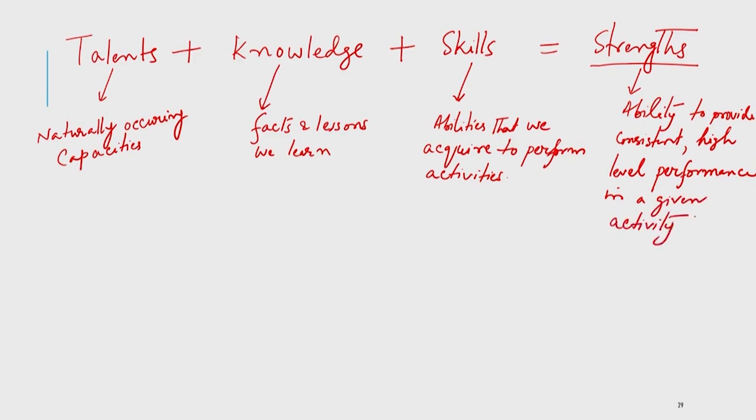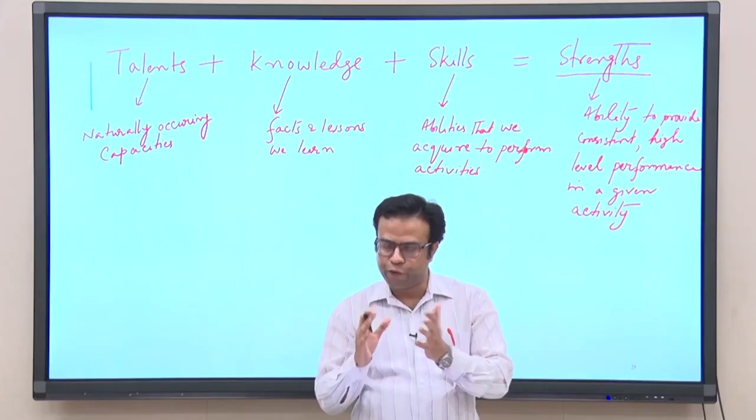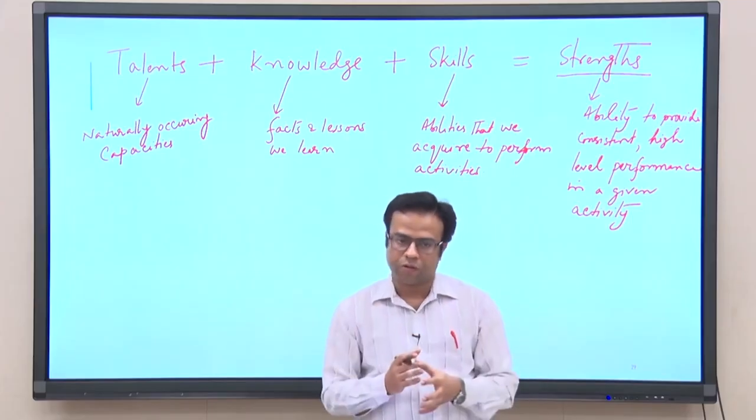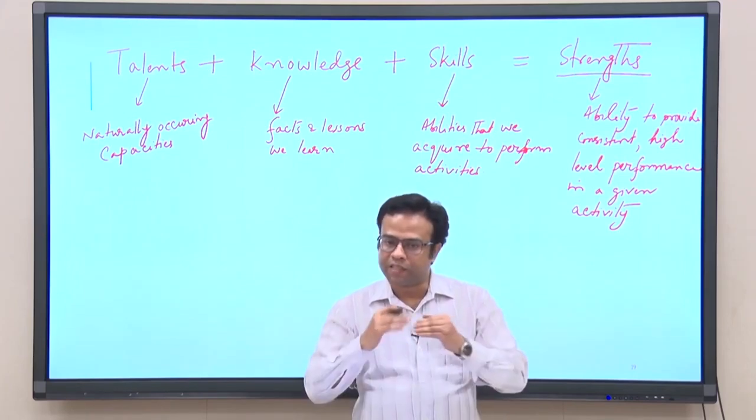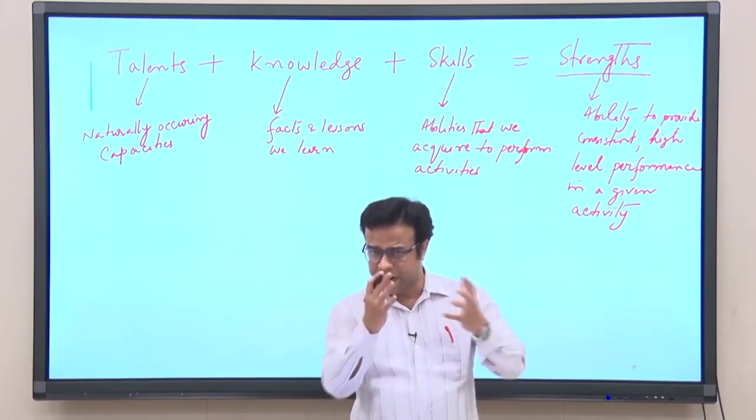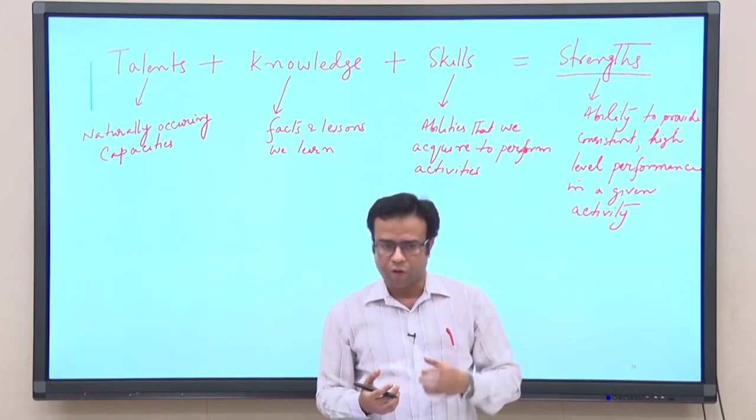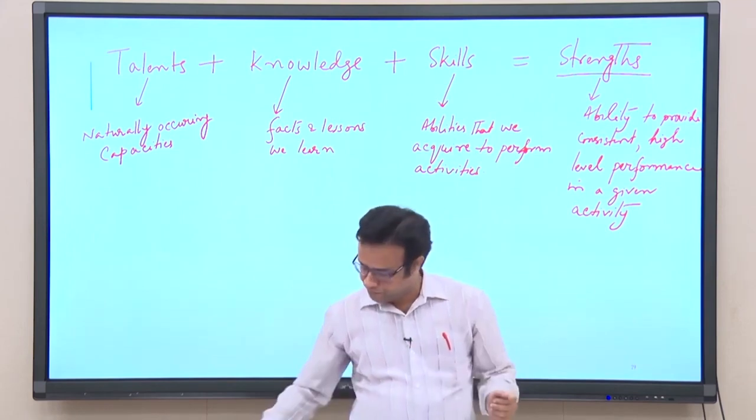So, this is the basic idea and the differences between associated concepts related to strengths. Concepts such as talents, knowledge and skills, this is how they are connected to each other. This is the difference between them. And these are important concepts that we need to understand to know the basic ideas of this approach, or Gallup's StrengthsFinder.